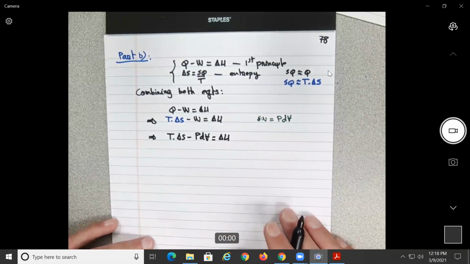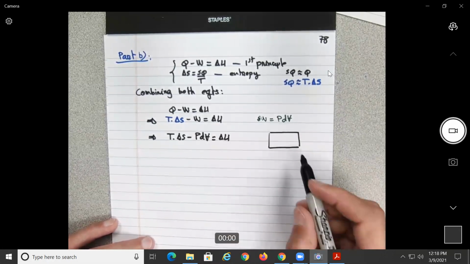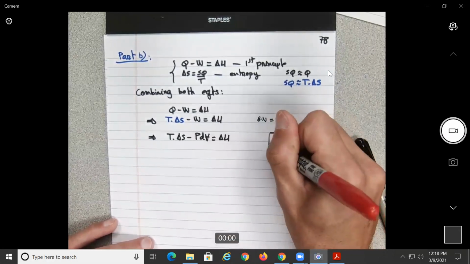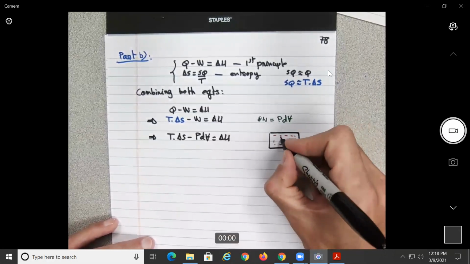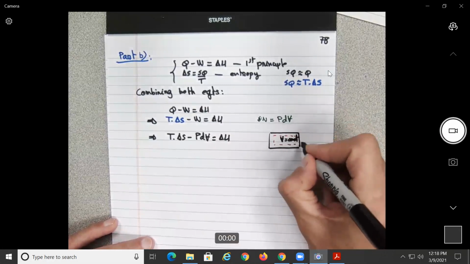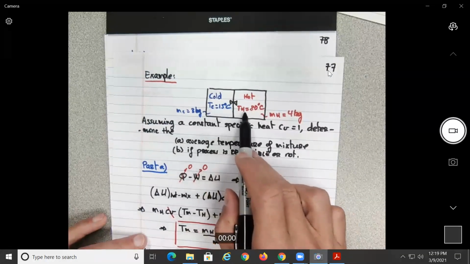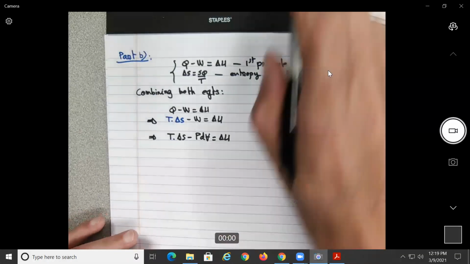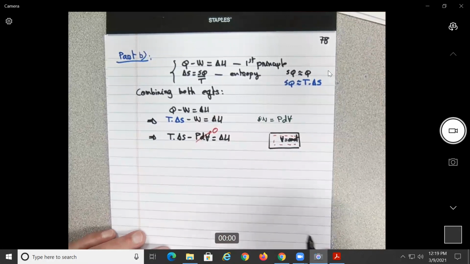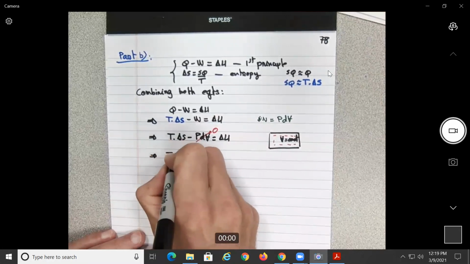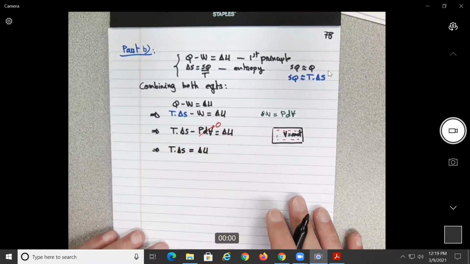Good. So in this problem, what do we have at the end? This is our system, no? Yeah? What can you say about the system? That the volume is constant. Correct? So if the volume is constant, what does that mean? There's no change in volume, so this term will be 0. So from here we can say now that T delta S will be equal to the change in internal energy.